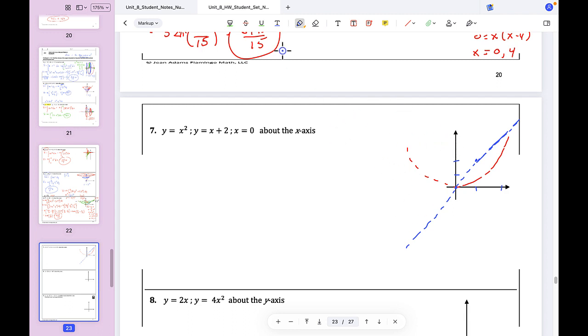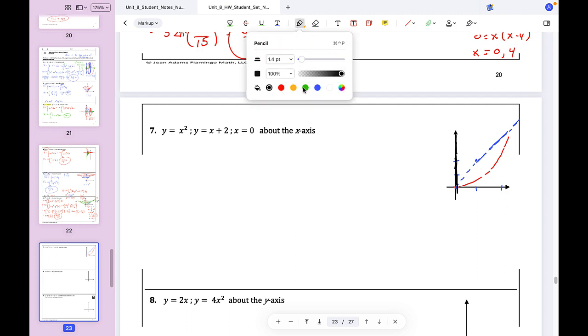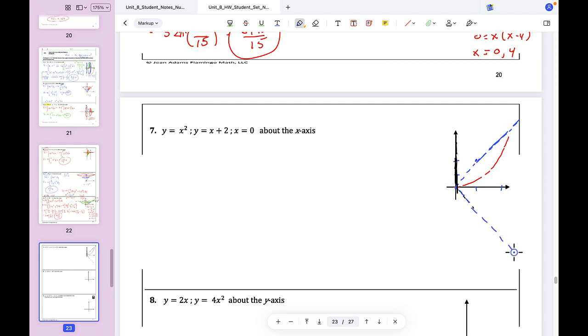And x equals 0 is the y-axis. Once I saw that, I realized I'm not dealing with anything over here. This is revolving about the x-axis, so it's going around the x-axis. Okay, so there's our shape.